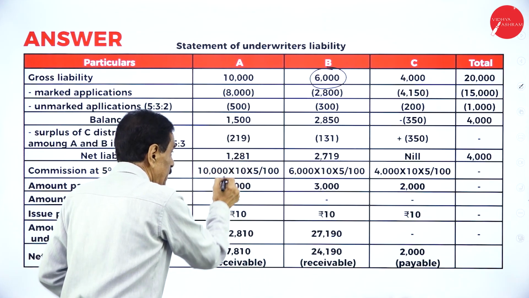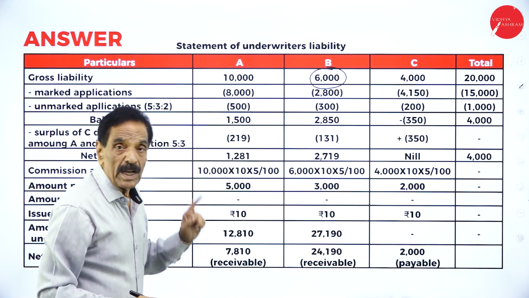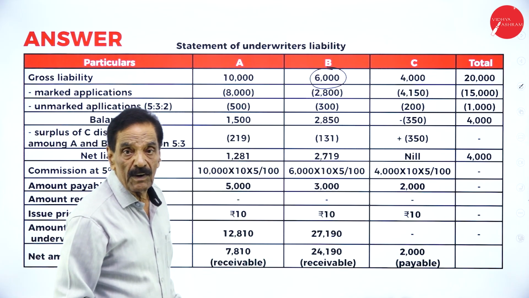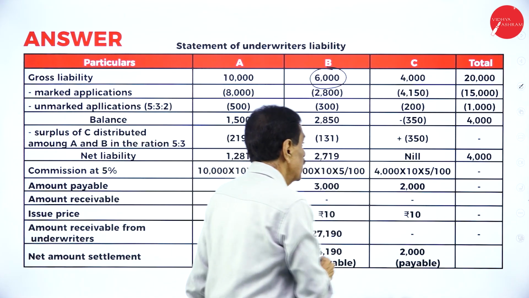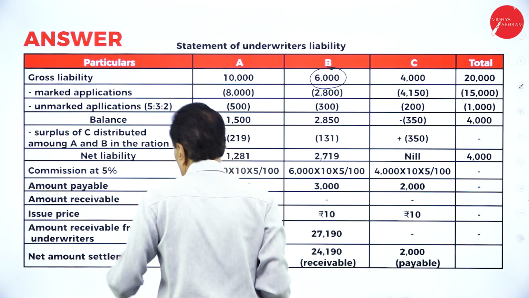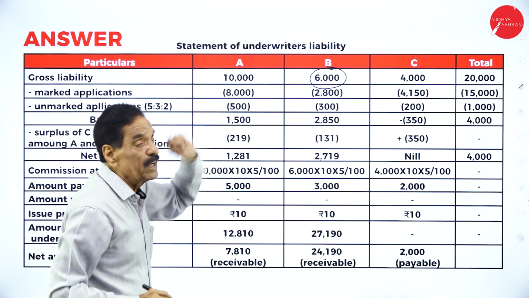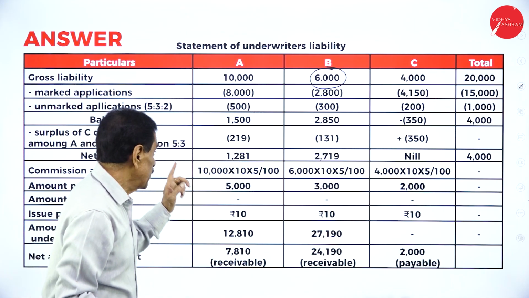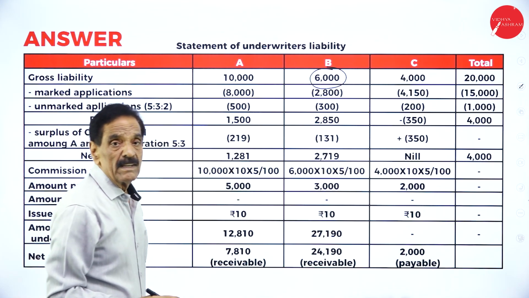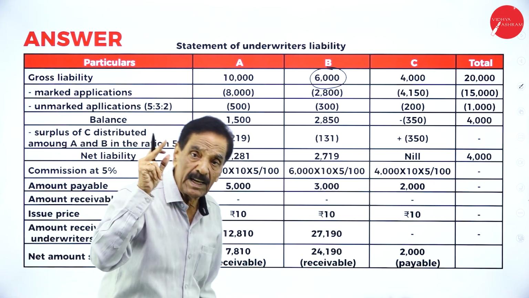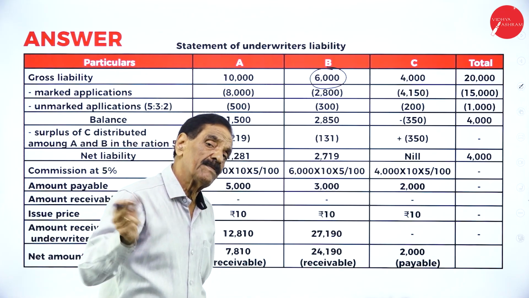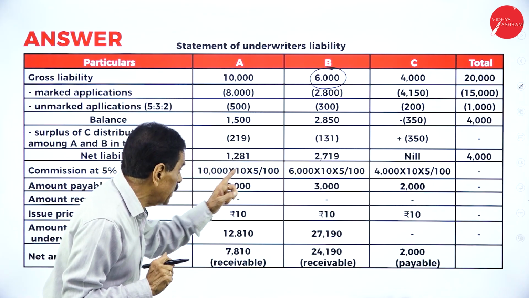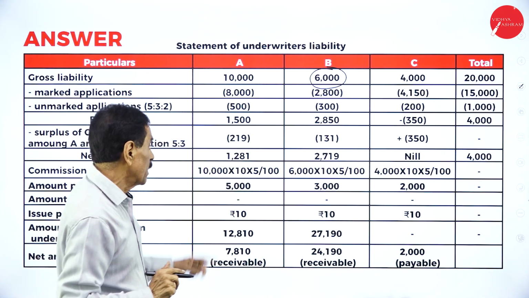So what is the net liability now? 1,281 goes in favor of A, 2,719 goes in favor of B, nil here. Here totally 4,000. Commission at 5% on the face value. They agreed to sell the shares to the extent of 10,000. 10,000 into 10 into 5. So commission payable at 5% on shares. If it's a debenture, it is 2.5%. 10,000 into 10 into 5 by 100 is 5,000.